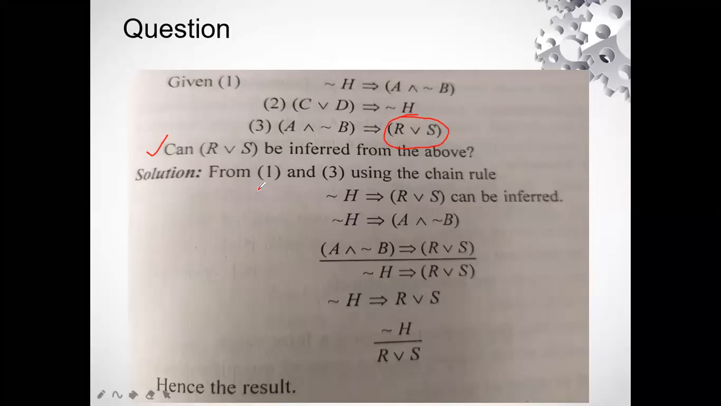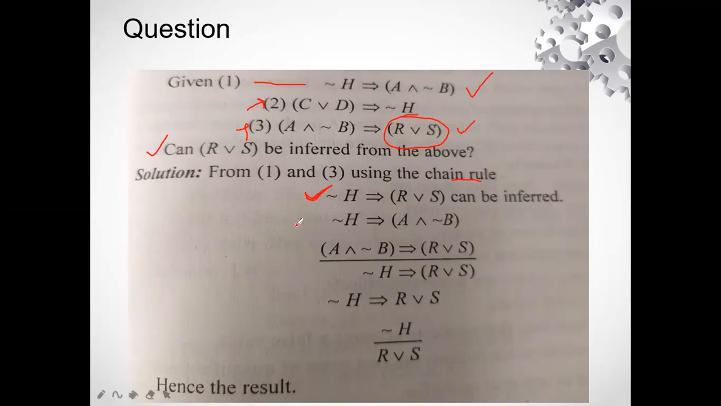disjunction S. Let's take equations 1 and 3. We have just named them: this is equation 1, this is equation 2, and this is equation 3. I'm taking equation 1 and equation 3. Can you see something? Let's say negation H is P, and this implies Q. This is P, this is Q, and this is Q, and this is something else, let it be R. This is the chain rule: P implies Q, Q implies R, that means P implies R. So we can use the chain rule here. That means negation H implies R disjunction S. That is what we have inferred with the help of 1 and 3 using the chain rule.